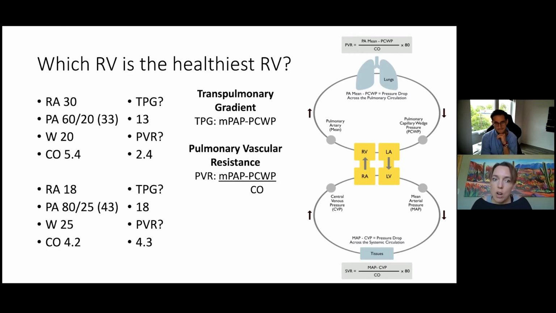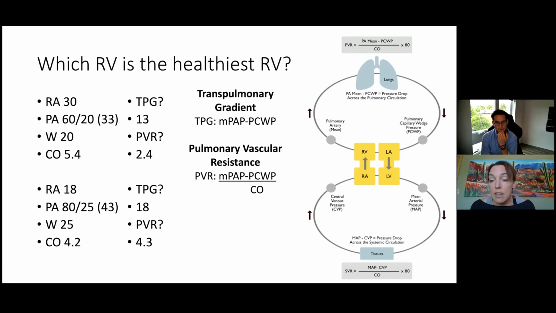So just to summarize, the healthiest RV is the RV on the bottom of this, and it is because there's a greater stroke volume in the right ventricle, a higher pulmonary arterial pressure, and a lower right ventricular end diastolic pressure, so a lower right atrial pressure.